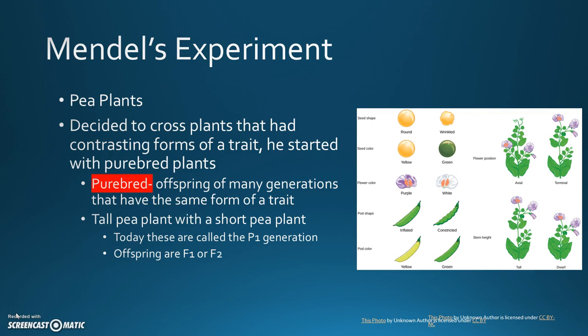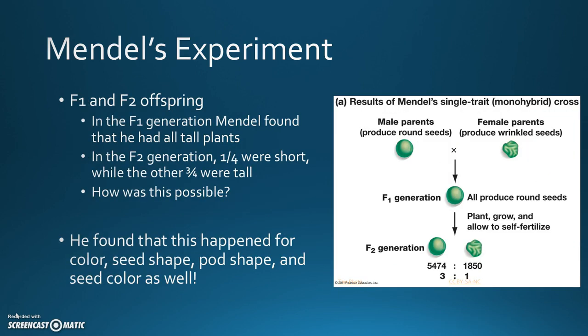So he crossed purebred pea plants. He crossed a pea plant that was purebred tall and a pea plant that was purebred short. Today, these are called the P1 generation or the parent generation. The offspring are called F1 and F2. That's all you need to know, just F1, F2. When I say it in class, you know what I mean.